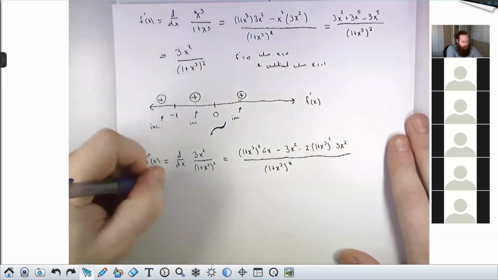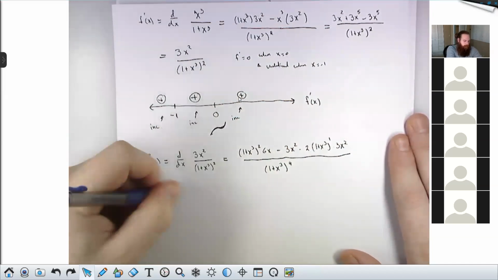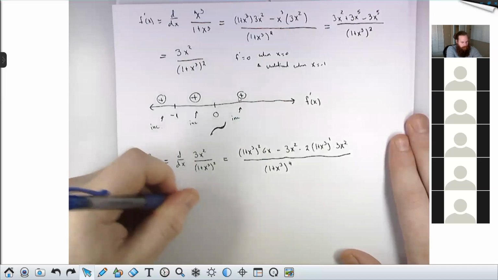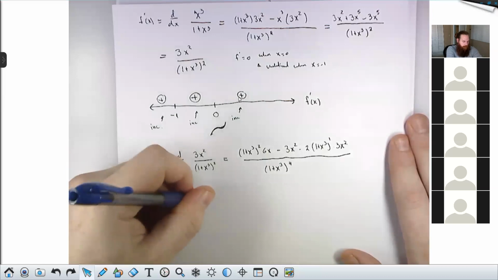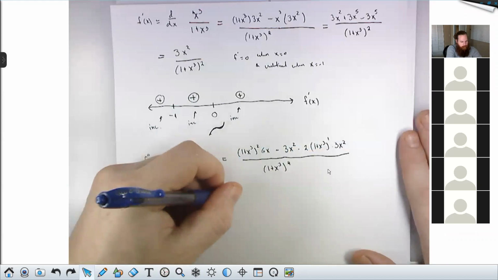So the derivative of the top here is 6x. The derivative of the bottom here is 2 times 1 plus x cubed to the 1 times 3x squared, which required the chain rule. So we've got low d high minus high d low. That's our quotient rule here. And it's getting a little bit gnarly, but still quite manageable. I'm going to have to FOIL this out and then distribute this. I'll distribute everything here and combine all my like terms and hope that I get something nice.